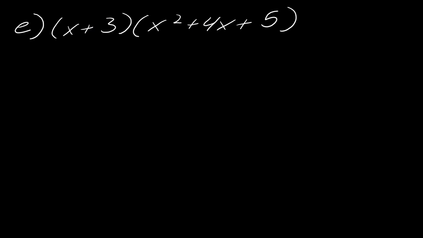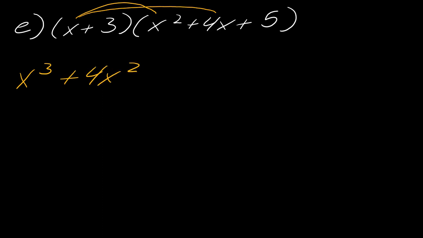So we're going to literally do the same thing, where I start with this first term and multiply it by each term going forward. So x times x squared is x cubed. Let's just keep going with this first term. x times 4x gives me 4x squared. And then x times 5 is going to give me 5x.